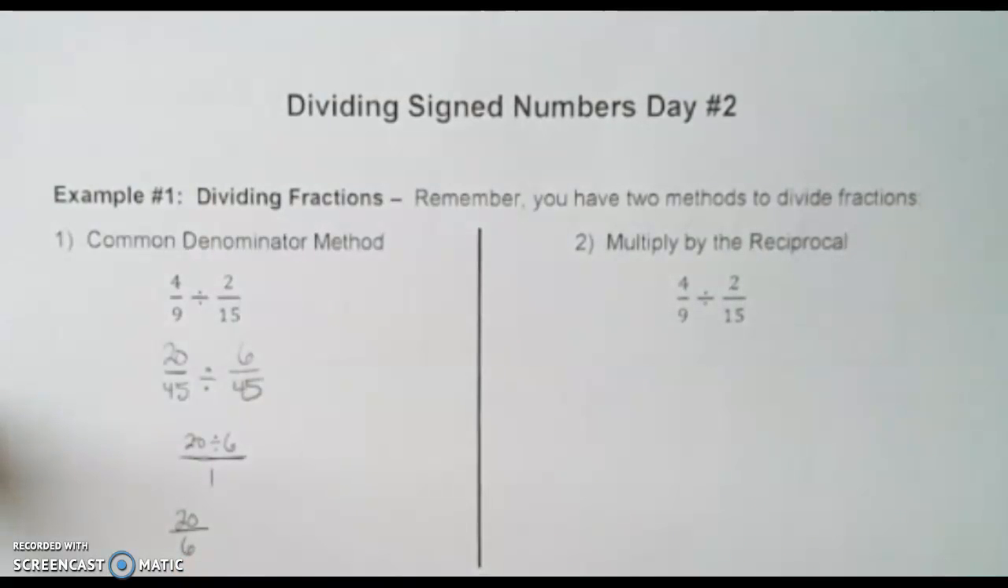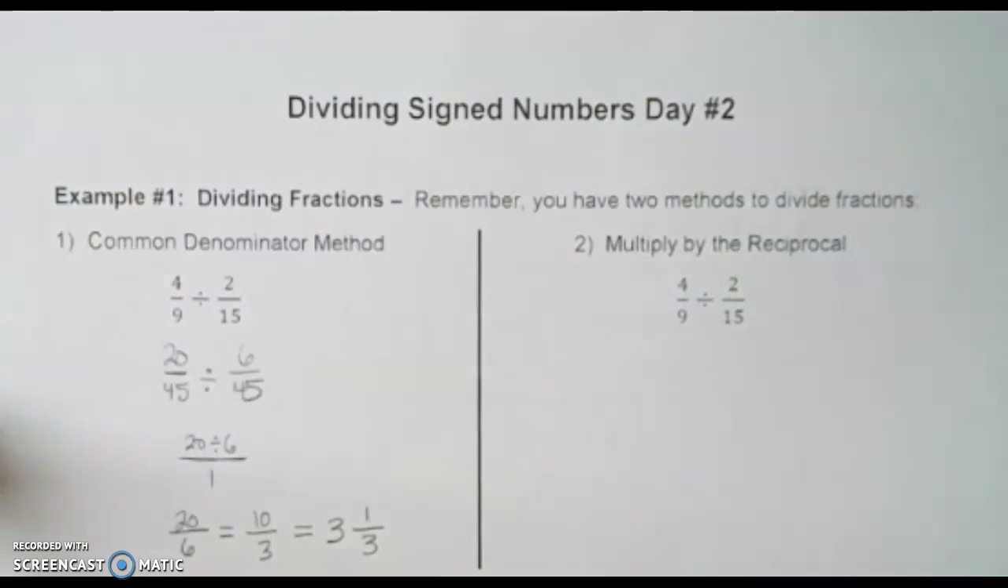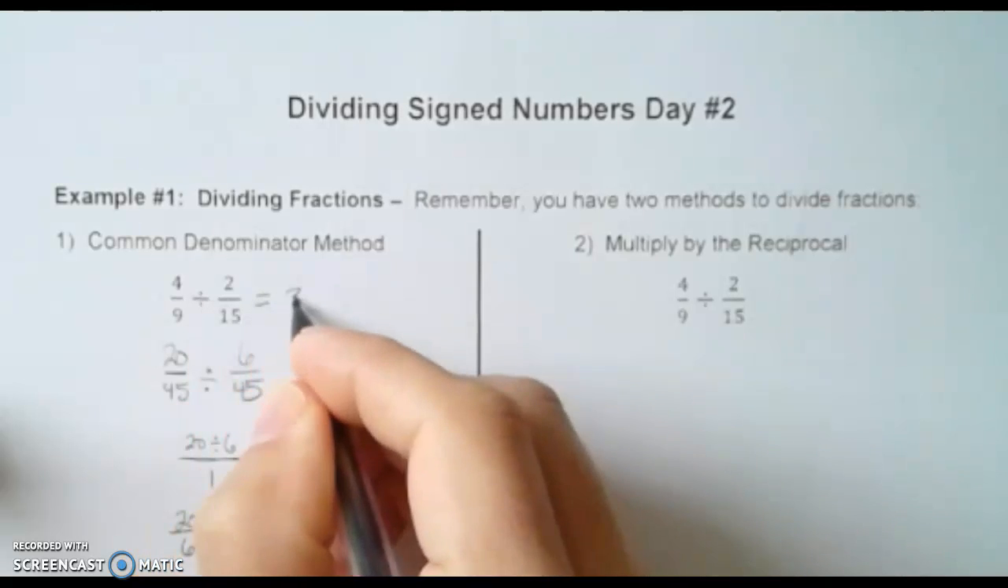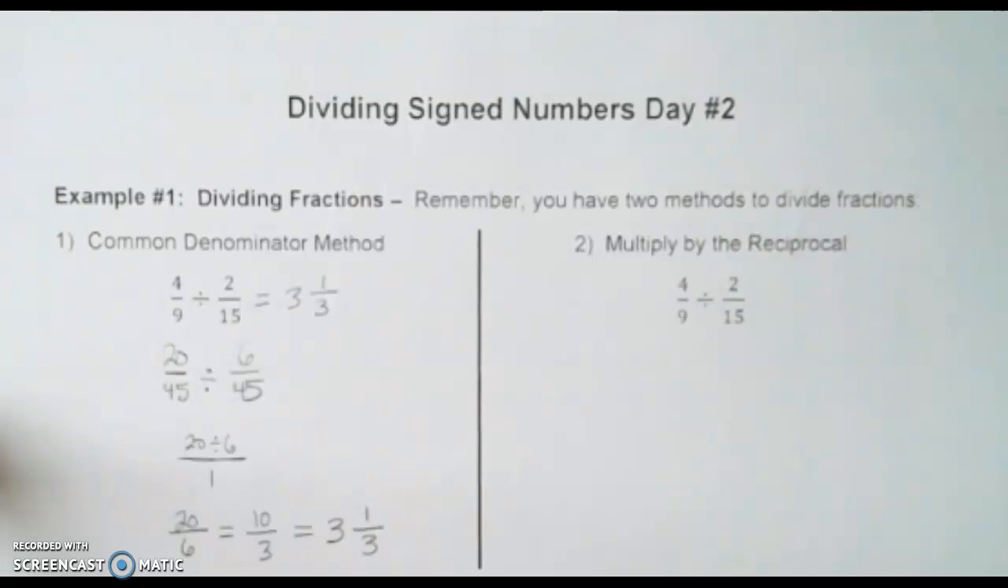All right, and now looking at both of these numbers, I'm going to try to simplify. They're both even numbers, so I'm going to divide them both by 2. 20 divided by 2 is 10. 6 divided by 2 is 3. And now it's in simplest form, but my numerator is bigger than my denominator, so I'm going to rewrite it as a mixed number. 3 goes into 10 3 times. 3 times 3 is 9, so there's 1/3 left over. So the answer to this division problem that we started with, 4/9 divided by 2/15, is equal to 3 1/3. So again, that's the common denominator method.